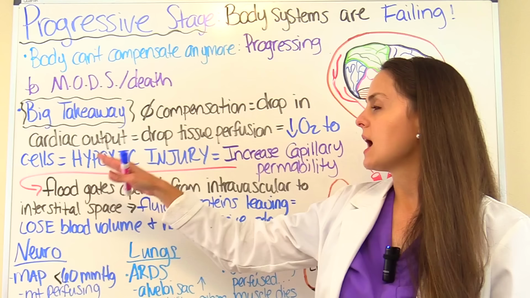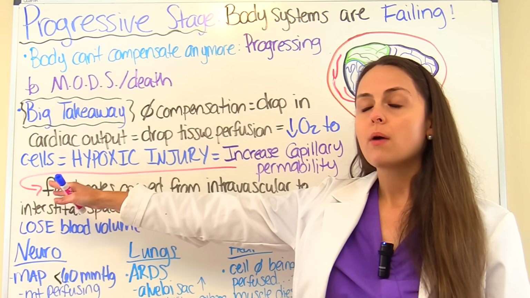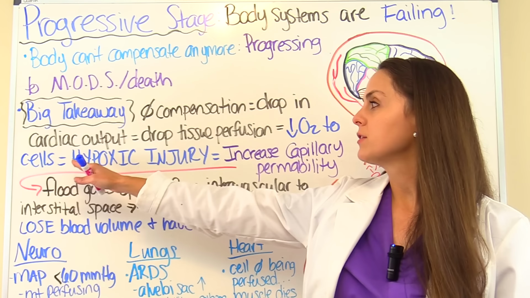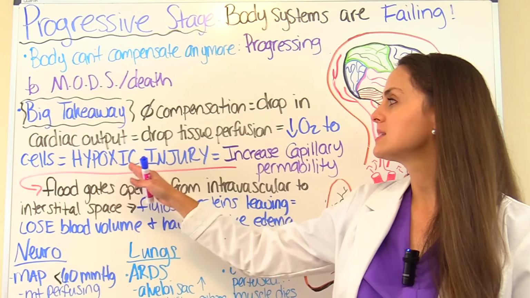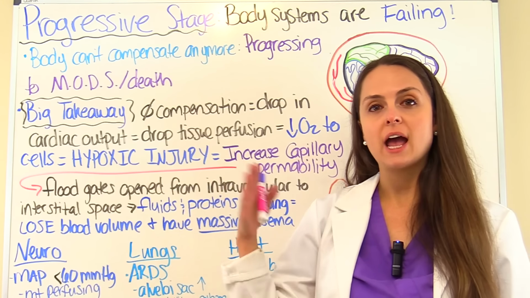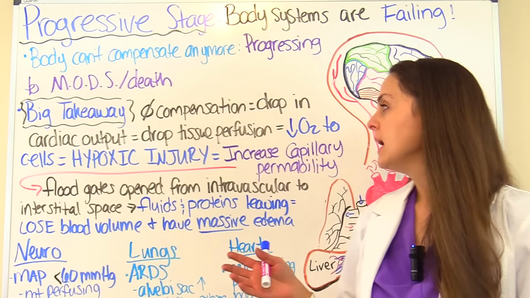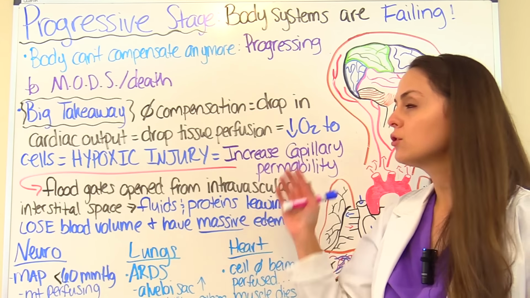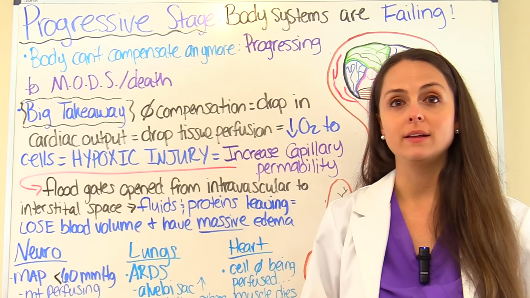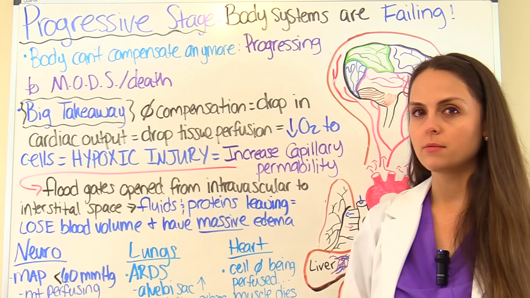They start to die. And the cells will be so deprived of oxygen at this point that they're going to start experiencing hypoxic injury. You're going to get a change to their ion pump where the cell is just going to swell. In addition, you're going to have increased capillary permeability. This is going to cause a lot of problems.